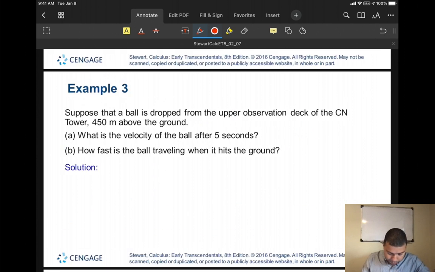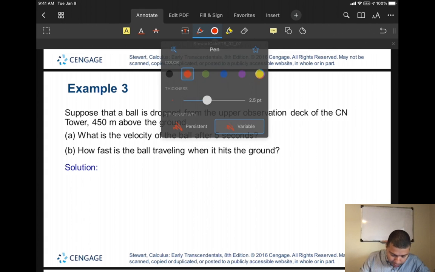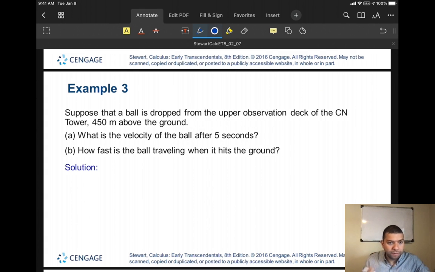Here's the example we talked about before. I kind of changed the CN Tower to the Space Needle, but that's the same idea. You have 450 meters above the ground. It could have been feet, whatever. What's the velocity of the ball after 5 seconds? So again, we want an instantaneous velocity.